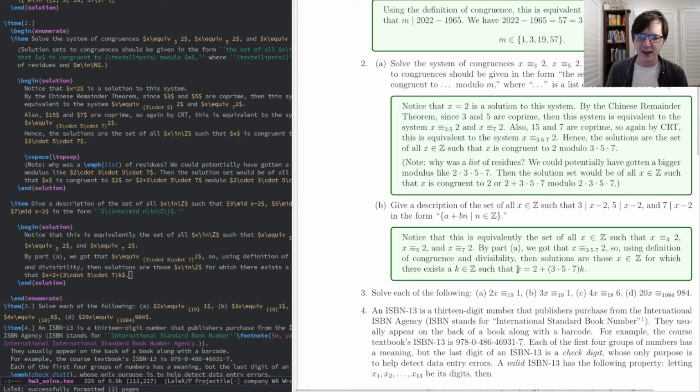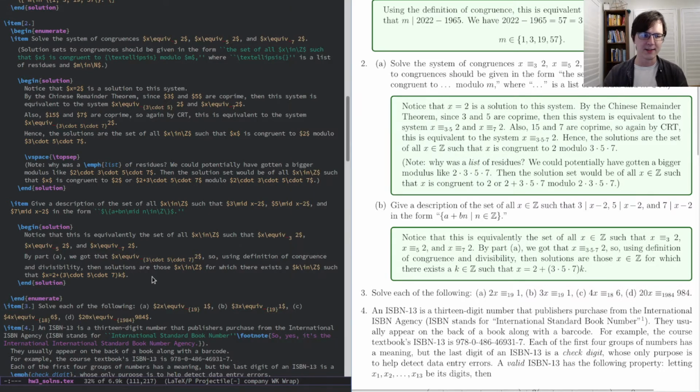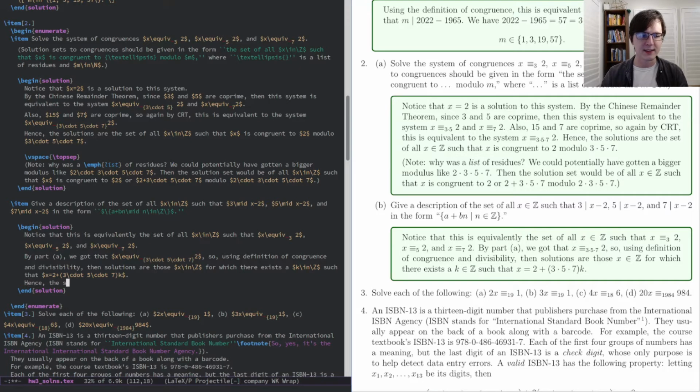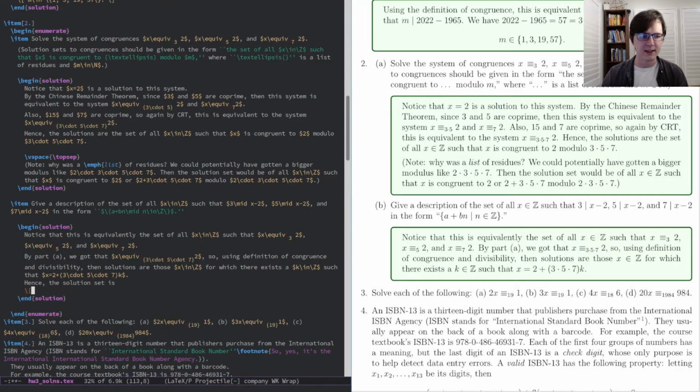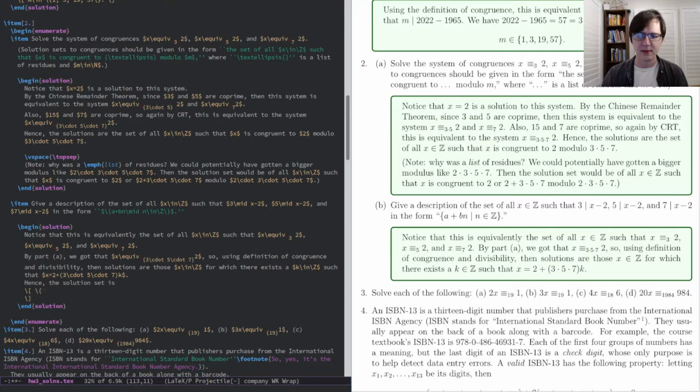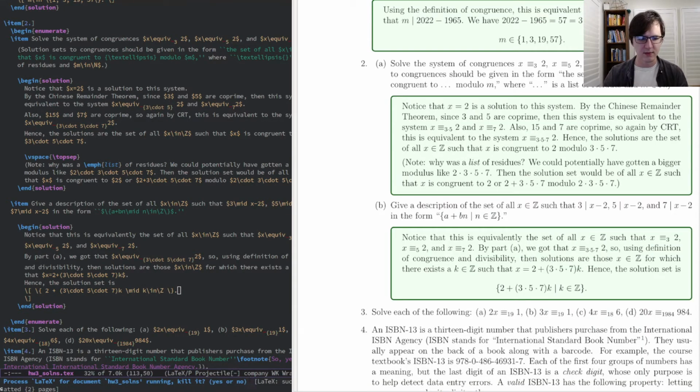Right, because that's what it means for x and 2 to be different by a multiple of 3 times 5 times 7. And this is exactly what that notation means. So, hence, the solution set is 2 plus 3 times 5 times 7 k, where k is in the integers. Okay, so that's problem 2.